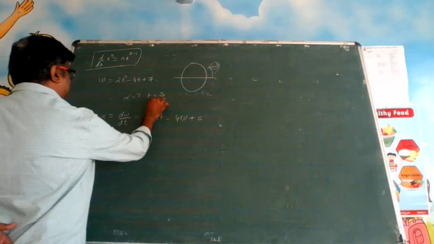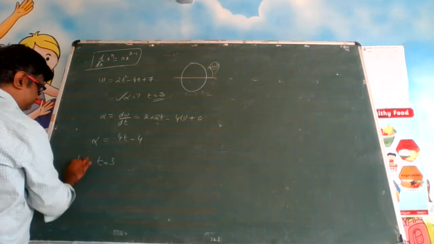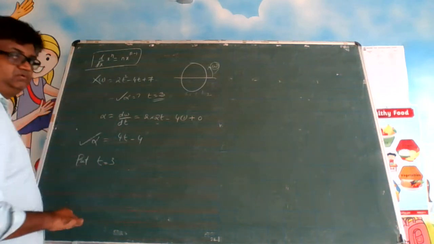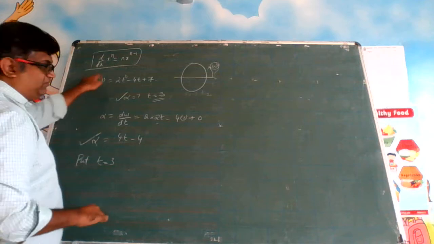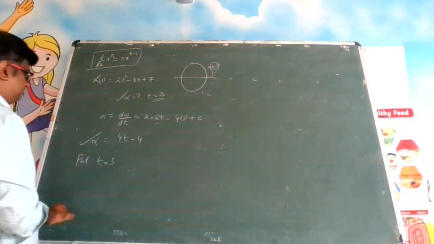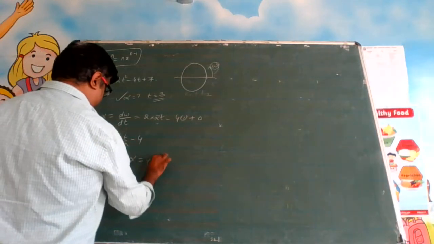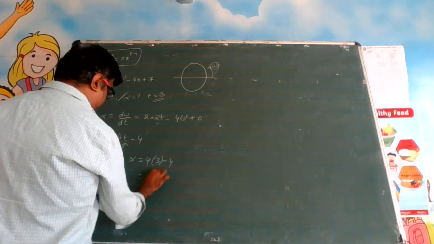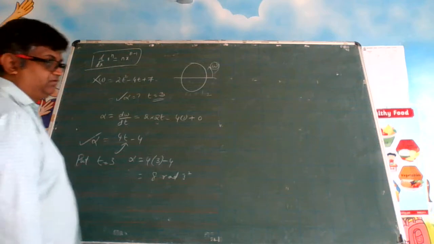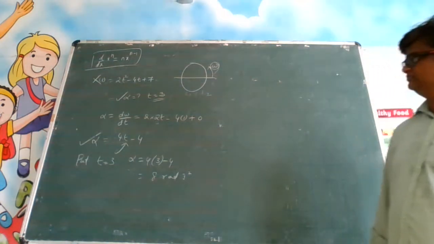But what is it asking at t is equal to 3, what is the alpha value? So put t is equal to 3. Where? Here, not here. If you put t is equal to 3 there, you get omega value. But in the question they are asking what is the alpha value. Put t is equal to 3 here. You get alpha is equal to 4 into 3 minus 4, 12 minus 4, 8 radians per second squared.